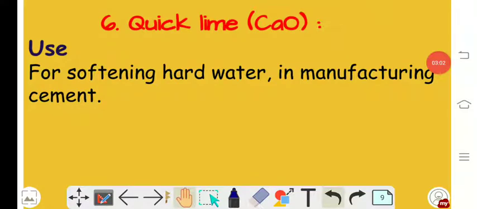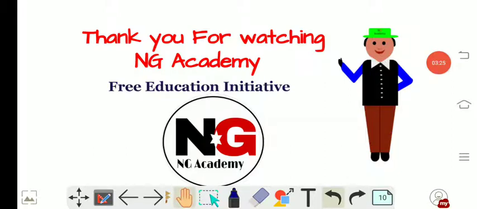Friends, this is the last one, calcium oxide. The common name for calcium oxide is quicklime, and it is used for softening hard water. In hard water, it is very difficult to produce lather with the soap, so adding quicklime will make water soft so that it can produce lather easily with the soap. And it is also used in manufacturing of cement. Friends, this is all about the use of base.